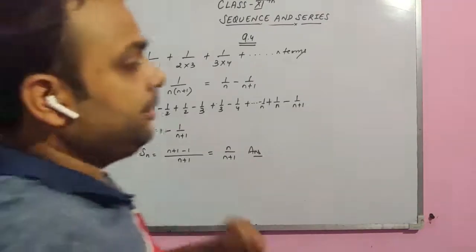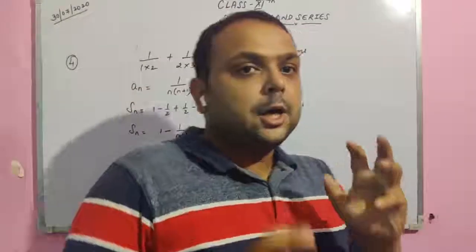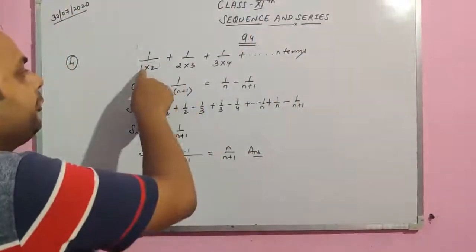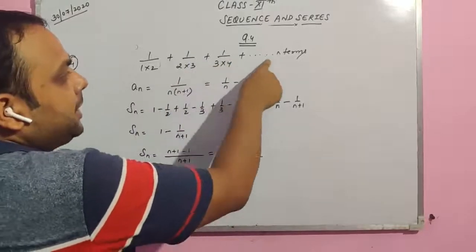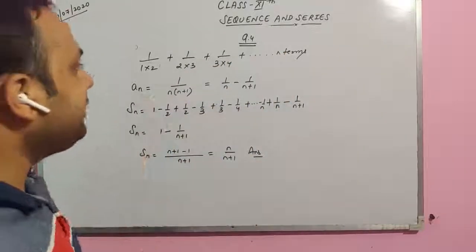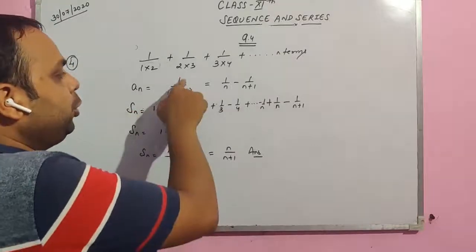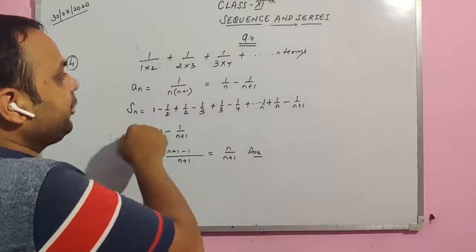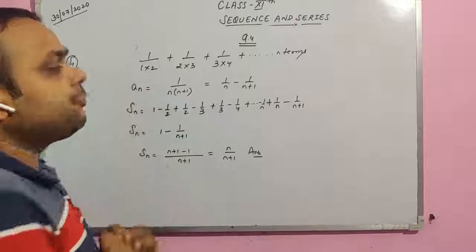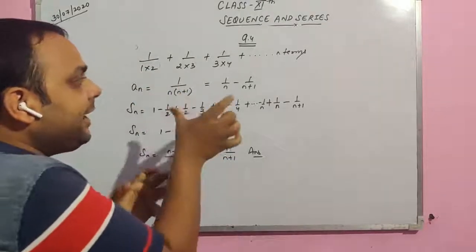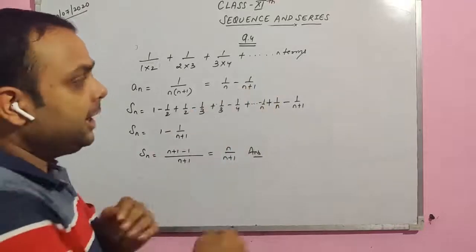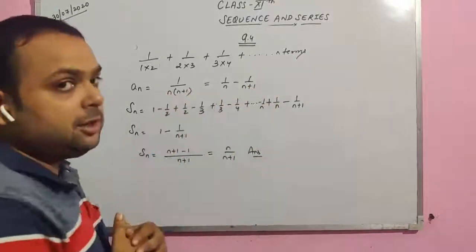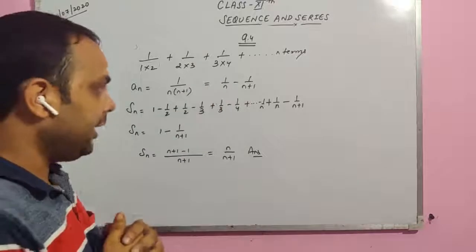Now in this question we have a problem. Question number 4: 1 upon 1 into 2 plus 1 upon 2 into 3 plus 1 upon 3 into 4 plus up to n terms. Now this can be written as a_n is equal to 1 upon n into n plus 1. Now this can be simplified as 1 upon n minus 1 upon n plus 1. If you solve this, you get the same expression, 1 upon n into n plus 1.